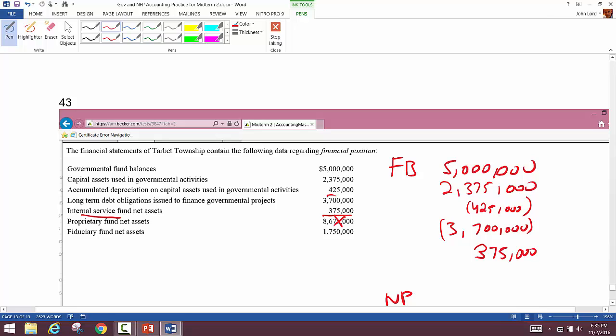How about the fiduciary fund net assets? It's supposed to be net position, guys. This is an old question. They changed the name. Why they bothered to change it from net position to net assets is just a dorky Gatsby fetish. Okay, but what do you get when you do the math on that? $3,625,000, you say? Is that one of the choices? Good.